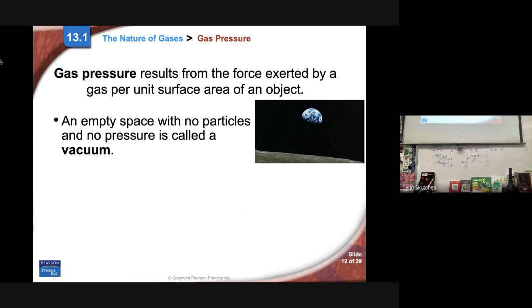Uh-oh. I think I ran out of water. Hang on, I may have to go get some hot water. That's still coming out. Okay, so I'm going to show you how much pressure the atmosphere has.